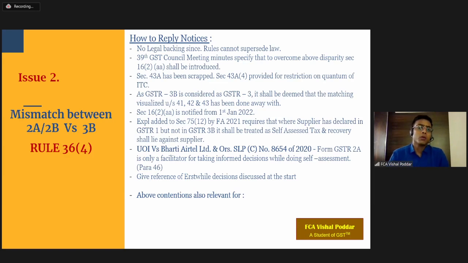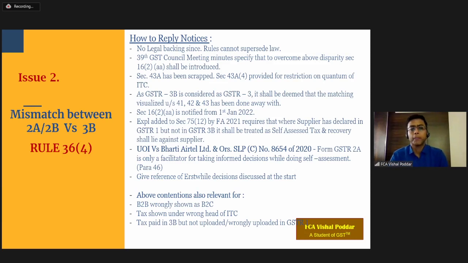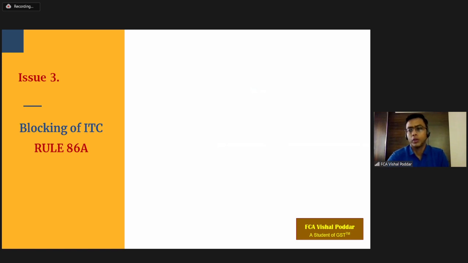Now, these above contentions you can also use when you're replying to all these notices, where B2B was wrongly shown by your supplier as B2C, hence it is not reflecting, or tax is shown under wrong head of ITC, as I had mentioned at the start, instead of CGST, SGST, you have shown it IGST or vice versa, or tax is correctly paid by the supplier, but wrong data is uploaded by the supplier in GSTR 1 and he could not rectify it because of the portal glitches. So for all these cases, you can use the pointers that we have discussed over here.